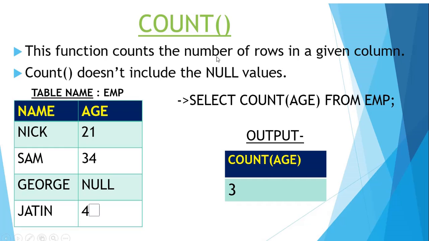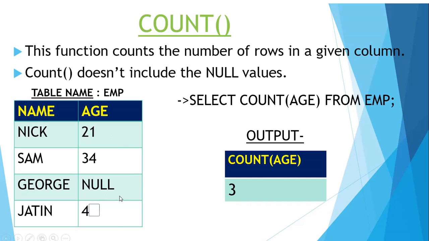Here we have the count function. The count function counts the number of rows in a given column, and it is different from count asterisk. The unique feature is that count doesn't include the null values. Let's look at the table EMP. The name and age are the column names, and we have 4 rows here: Nick, age 21, Sam, 34, George, null, and Jatin, 4.